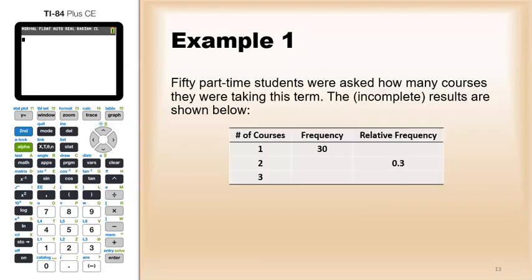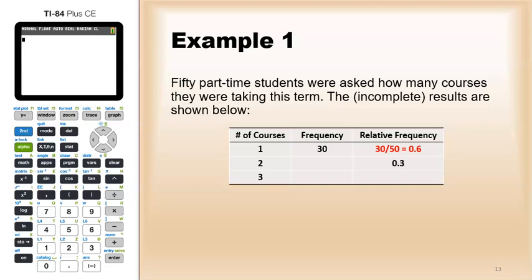All right, so for example, suppose again we had 50 part-time students and they were asked how many courses they were taking this term. And here's a partial list. So one thing we can do if we want to fill out this table, we know there's overall 50. So if I take the frequency of 30 divided by 50, I know it comes out to be 0.6 or 60%.